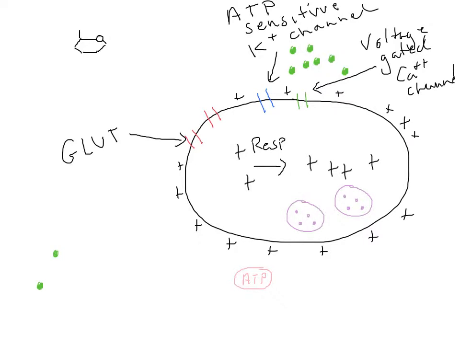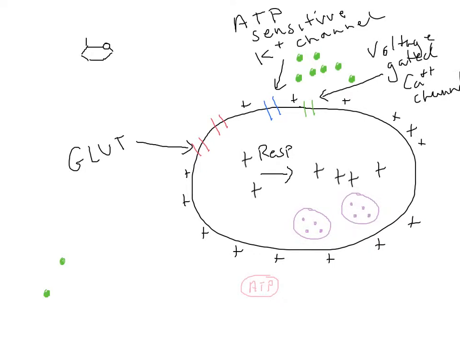So here we have a cell. This circle represents one of my beta islet of Langerhans cells. As we know, these positives represent potassium ions, and the beta cell is what we call an excitable cell, much in the same way as a neuron is, and normally it has a resting potential. It's more negative inside with respect to outside.